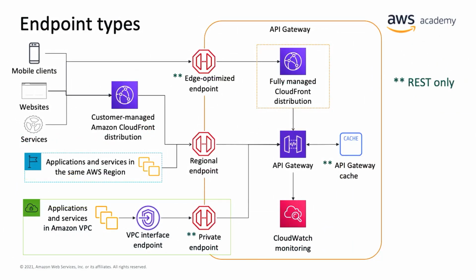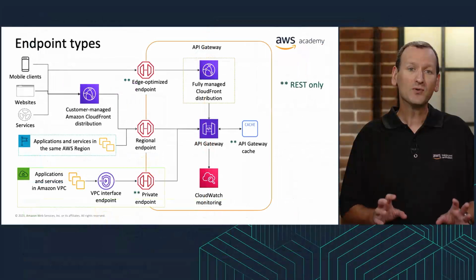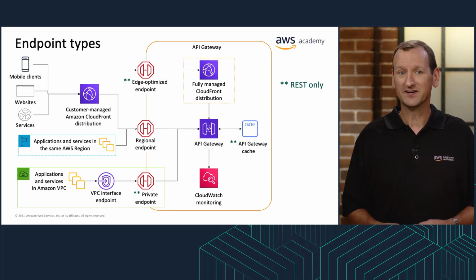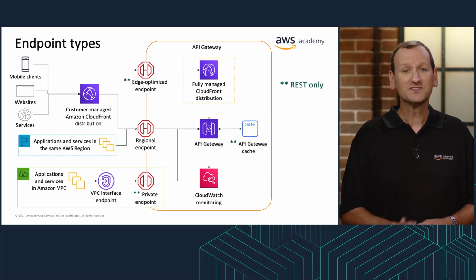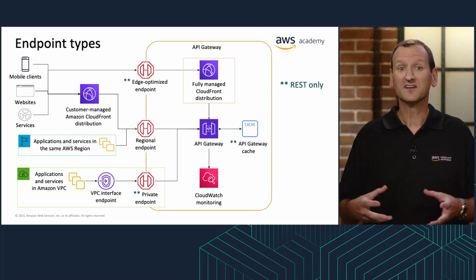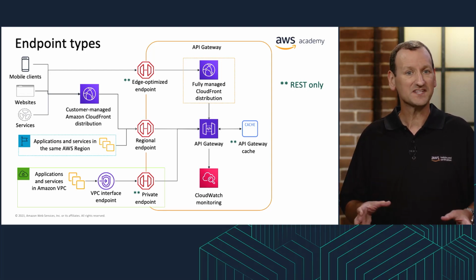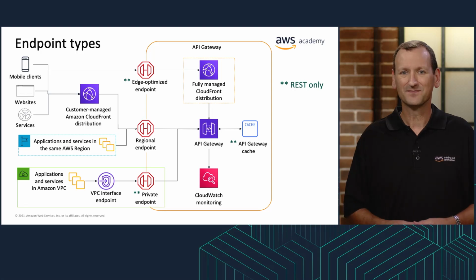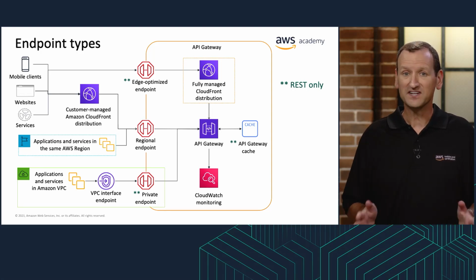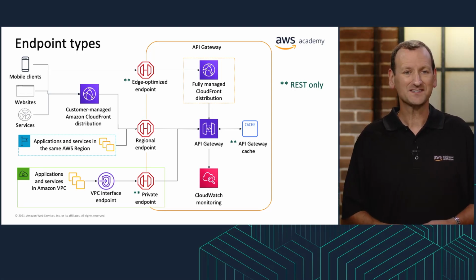With REST APIs, you have the option of an edge-optimized endpoint. With this type, API Gateway uses its own Amazon CloudFront distribution to reduce the round-trip time for your requests and responses. This endpoint type is designed for globally distributed clients. It gives you built-in distributed denial of service, or DDoS, protection through its CloudFront distribution without your needing to set up a separate CloudFront distribution. This option is not available for HTTP or WebSocket APIs.